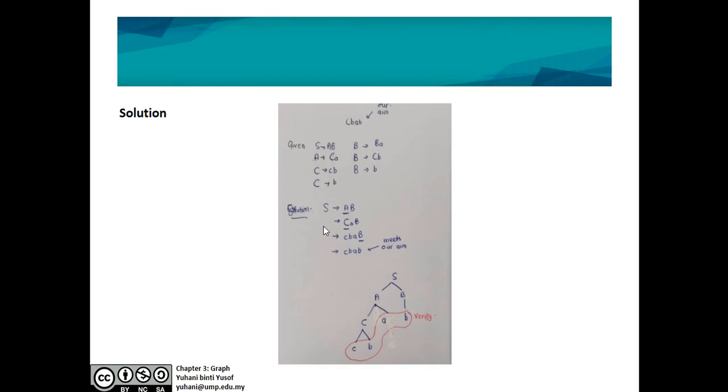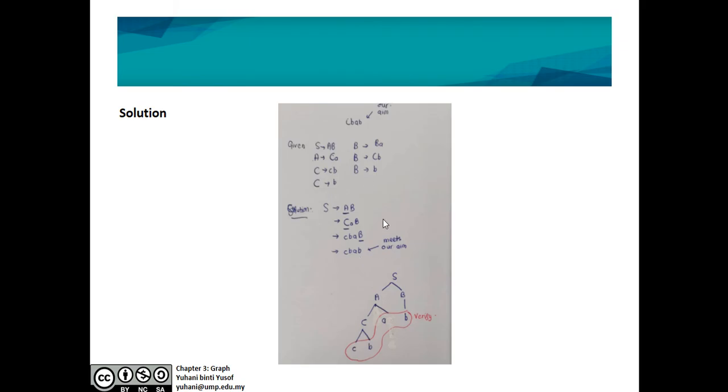So I substitute C with small letter CB, followed by B, and I know that I want to have a B. So the right one is to choose the production rule of B, where I substitute the B with B. So this meets our aim.